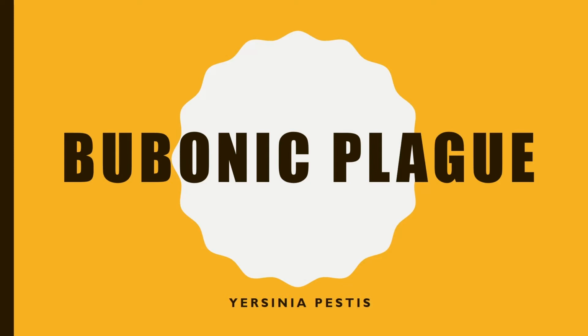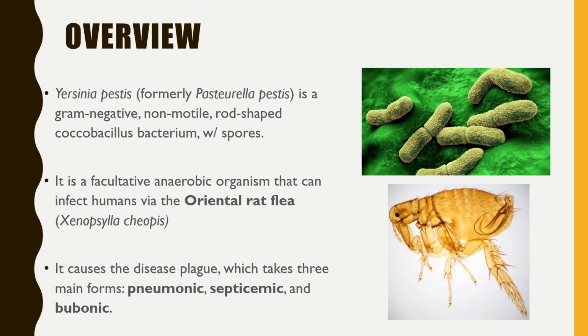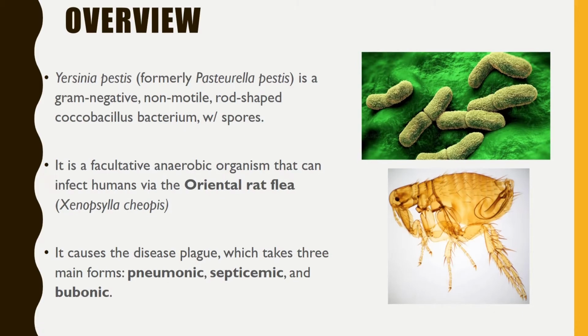Bubonic Plague. Yersinia pestis, formerly Pasteurella pestis, is a gram-negative, non-motile, rod-shaped coccobacillus bacterium with spores. It is a facultative anaerobic organism that can infect humans via the oriental rat flea, or Xenopsylla cheopis. And it causes the disease plague, which takes three main forms: the pneumonic, septicemic, and bubonic.